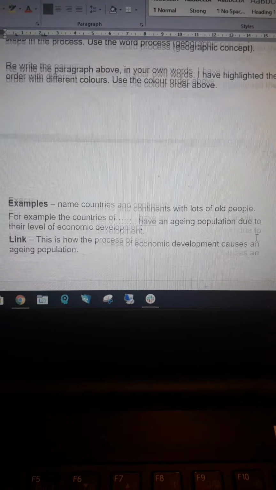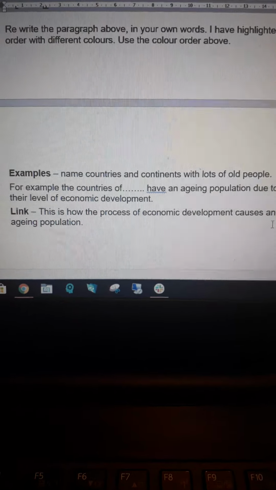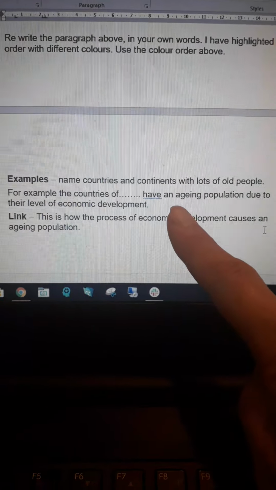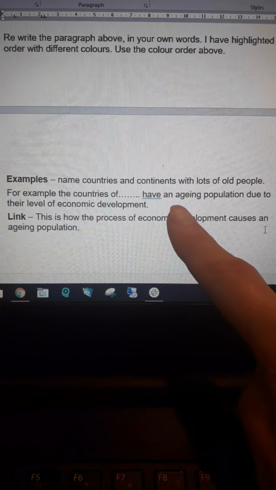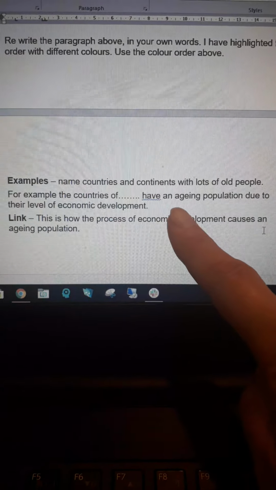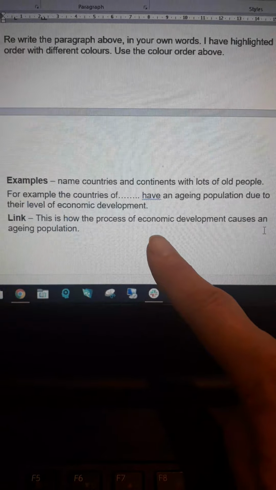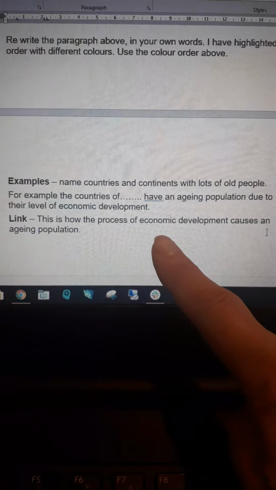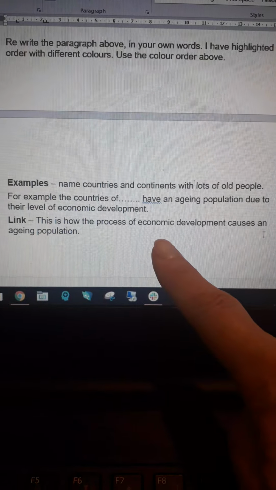Rewrite it in your own words. Then you need to give me an example, a couple of examples. You need to name countries and continents where they have got a high level of economic development. And then you link it back to the question by saying something like, this is how the process of economic development causes an ageing population.